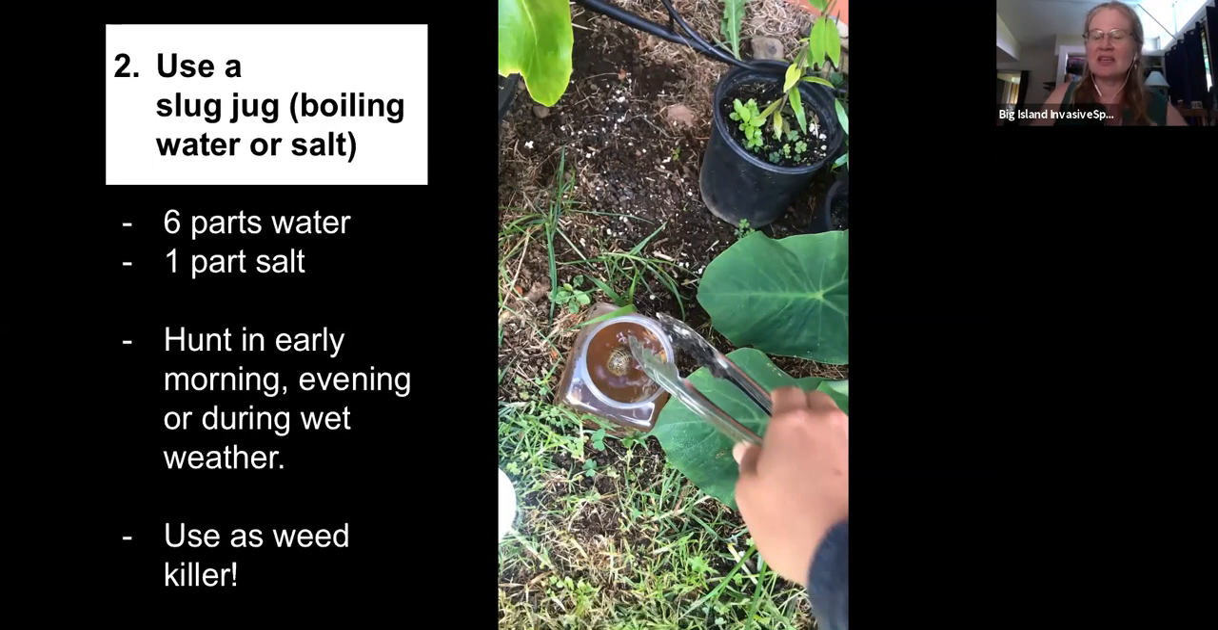Let that sit, just keep using the same jug for a couple of weeks. And then when it gets nasty, you're like, okay, it's time to dump that out. You've got to make sure everybody's dead in there. And the parasites don't survive in that yucky water. So you're not going to spread that out when you get rid of it.